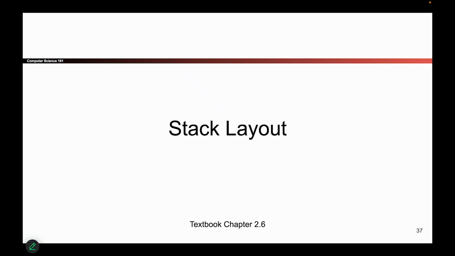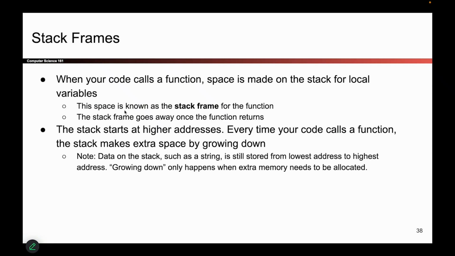OK, so now let's focus in and talk about the stack some more. So when your code calls a function, remember we said this earlier, we have to make space on the stack for local variables. And then when the function returns, that stack frame goes away. So every time you call a function, you get some space on the stack. When the function returns, the stack frame goes away.